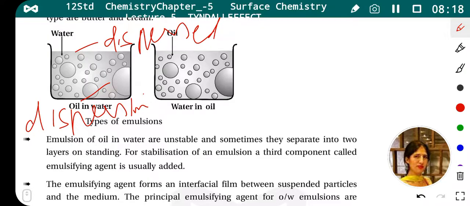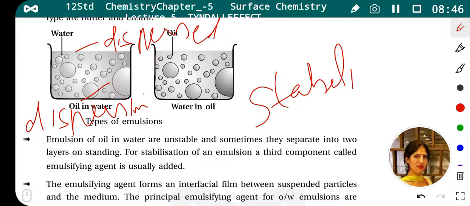So students, emulsions of oil in water are sometimes unstable. They separate into two layers on standing. Now you want to stabilize your emulsion. So what you are supposed to do, my dear students, is add another component which is known as an emulsifying agent, or you can say a stabilizer, a stabilizing agent.